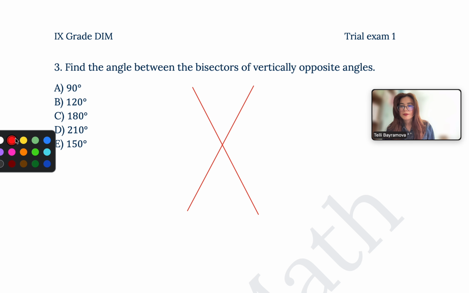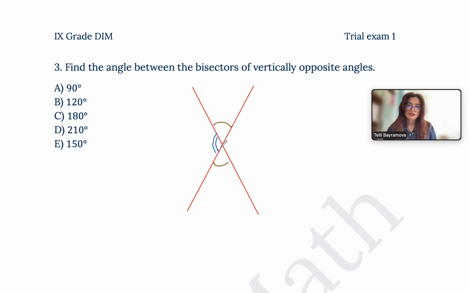For example, this and these are two acute angles and vertically opposite to each other. Or this and these two are vertically opposite angles to each other, which are obtuse angles. So find the angle between the bisectors, which divide the angles into equal parts.